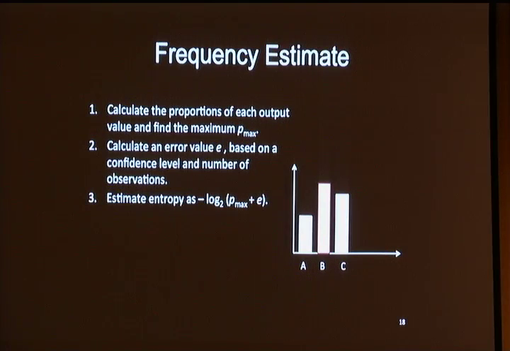Frequency estimate. In the first one, we just get the output, find the most likely value and check its probability, and then we calculate an error value based on our confidence level and the number of observations that we have. Then our entropy estimate is simply the negative logarithm of the P max value that we see plus an error value.